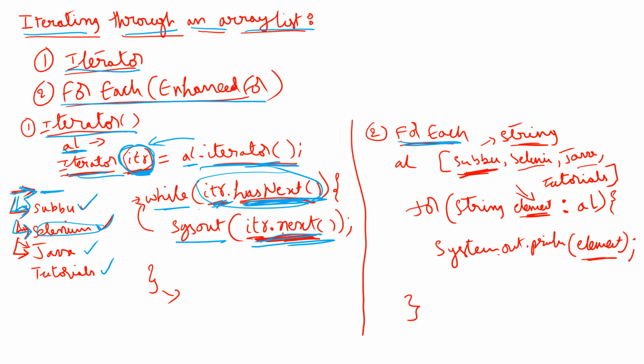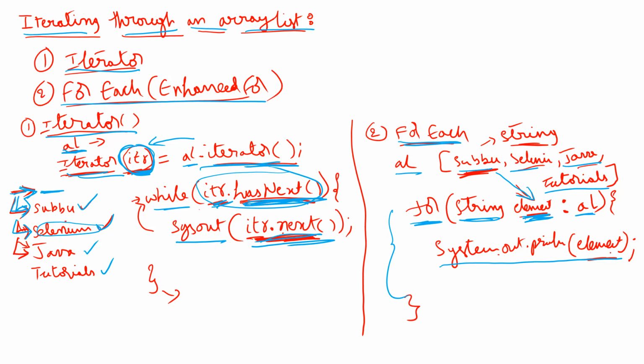Now using a for each loop. Again, we have the ArrayList AL with the string elements Subbu, Selenium, Java and tutorials. Now using a for each loop, I'll create it like this: for, and then I give the data type of the elements of the collection, and then I give a name to the elements. So here I have given it as element, and then the ArrayList. Now each and every element, until the for loop is over, comes and sits in the name that we gave here, and then we can print it out like System.out.println(element).